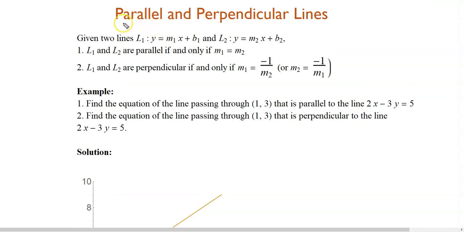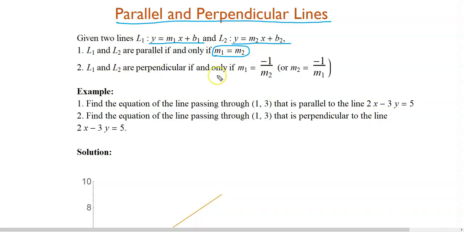Now let's take a look at parallel and perpendicular lines. So if we're given two lines, say y equals m1 x plus b1, where m1 and b1 are just some numbers, and we consider another line y equals m2 times x plus b2, then the two lines are parallel if and only if their slopes are equal. That makes sense. Parallel lines have the same slope, so the slopes would have to be equal.